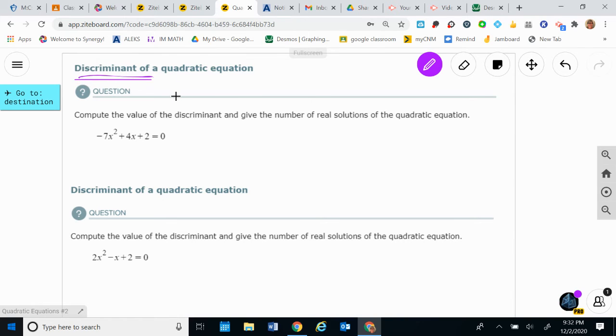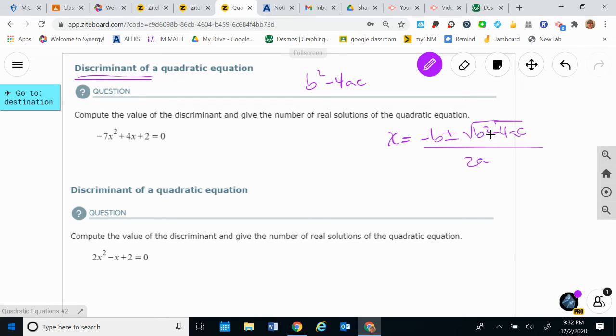Okay, the discriminant is b squared minus 4ac. First of all, the word discriminant sounds like discriminate, and that's a really good word for this, because if you look at the quadratic formula, x is equal to negative b plus or minus the square root of b squared minus 4ac, all over 2a. We must have done imaginary numbers.